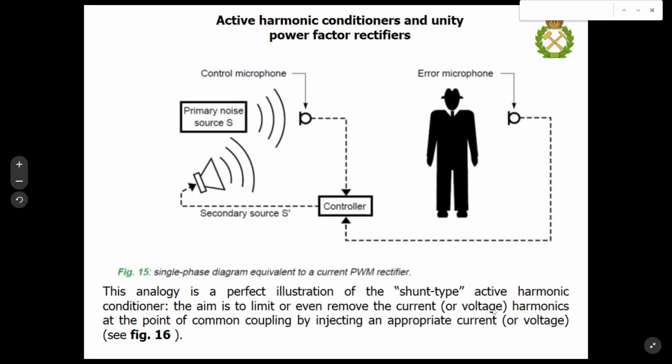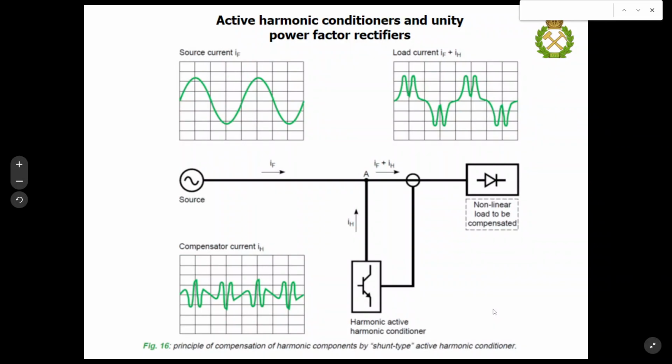And let's consider the active harmonic conditioners technology, the main technology. You may see that the base of such technology is the noise cancellation techniques, sound techniques, which are intended to eliminate additional noises in microphones and other sound systems. We produce some sound which is in opposite phase of the main sound to eliminate some additional useless sounds. And here you may see such a principle.